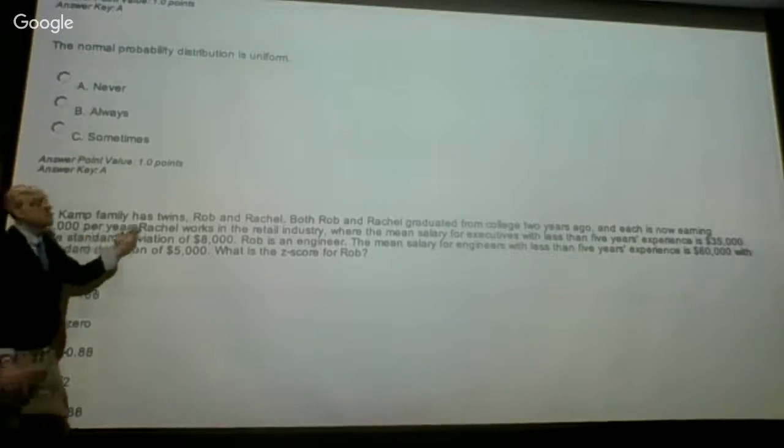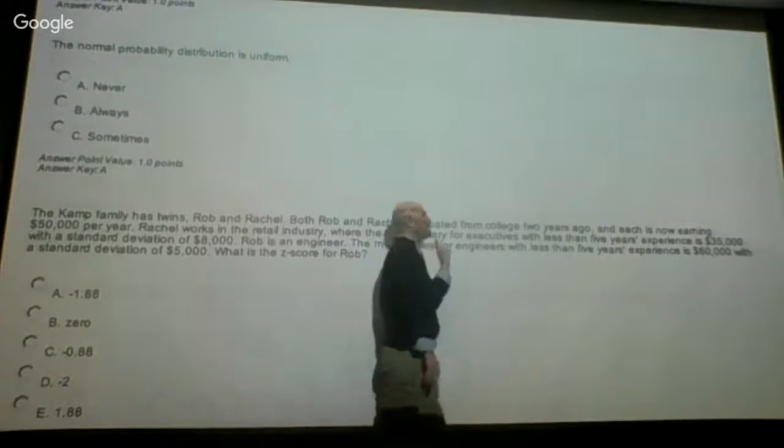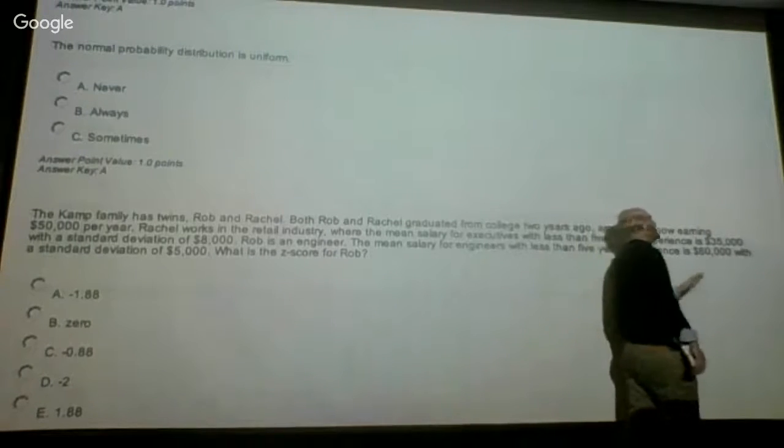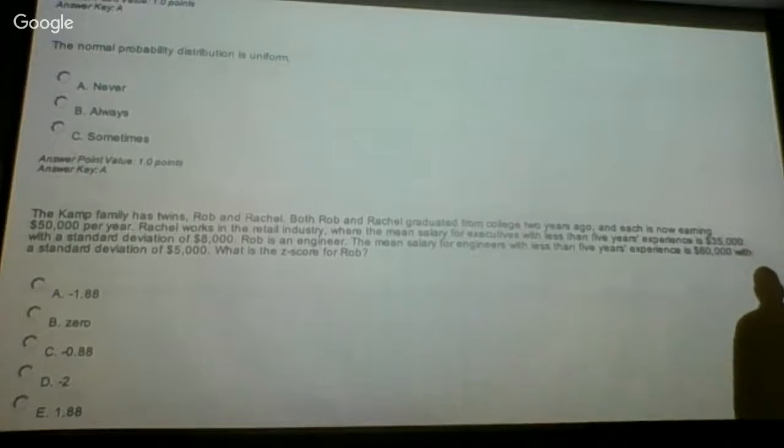So here's a passage for number 9. Is this 9? The Camp family has twins, Rob and Rachel. Both Rob and Rachel graduated from college 2 years ago, and each is now earning $50,000 per year. Hooray! Rachel works in the retail industry where the mean salary for executives with less than 5 years experience is $35,000. What symbol do you associate with $35,000 in this context? So it's going to talk about the mean, Drew. Yeah, we're talking about the mean.